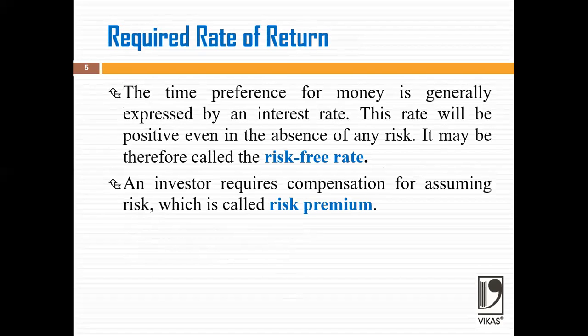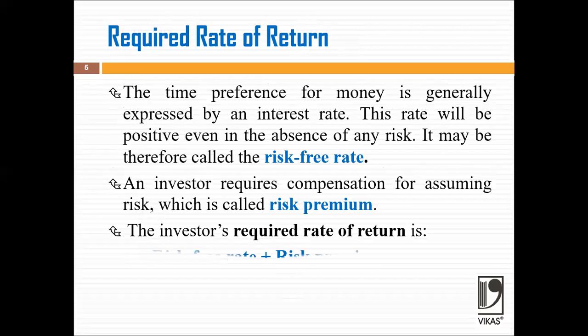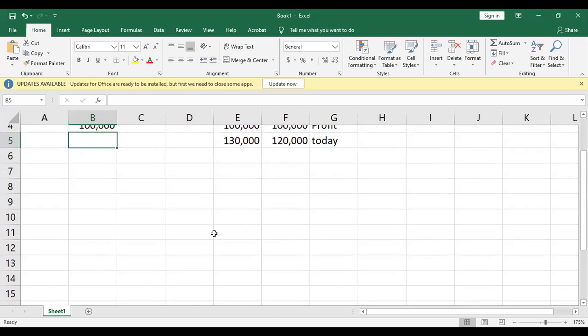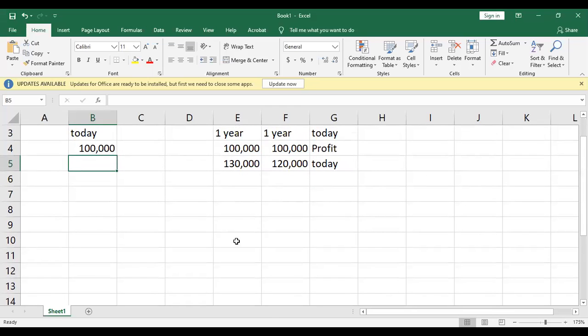Right, now let us look at what is required rate of return. Required rate of return. In simple terms, we say, right. Again, I will use an Excel sheet, right? And you have 1 million. Right, you have 1 million. Today you have.